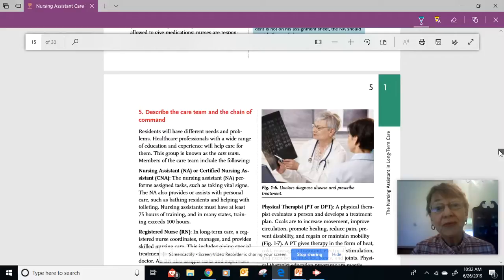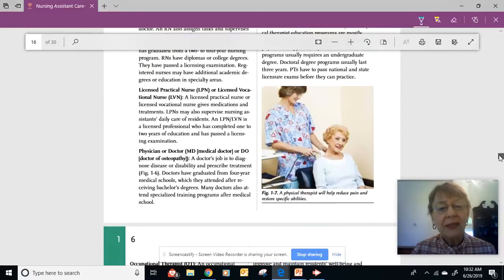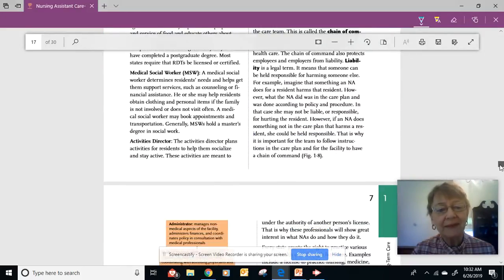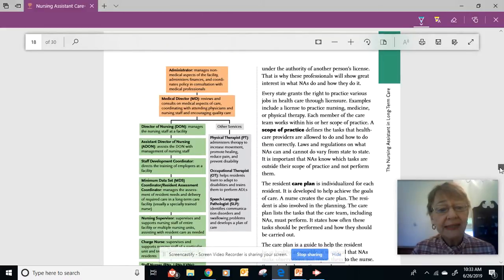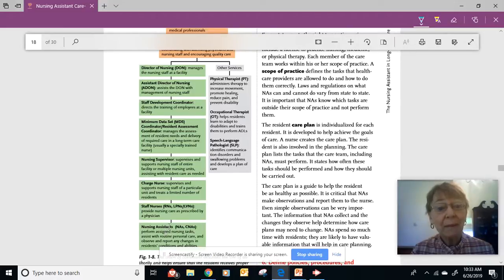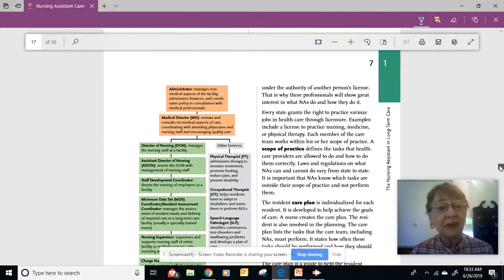If you remember from our previewing, there was an impressive graphic. Actually, this graphic is a list of the care team and the chain of command. You might notice that nursing assistants are at the bottom of this chain, but your care of the resident is no less important than that of the director of nursing.